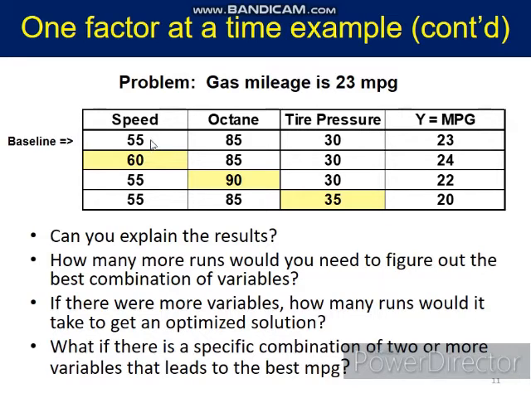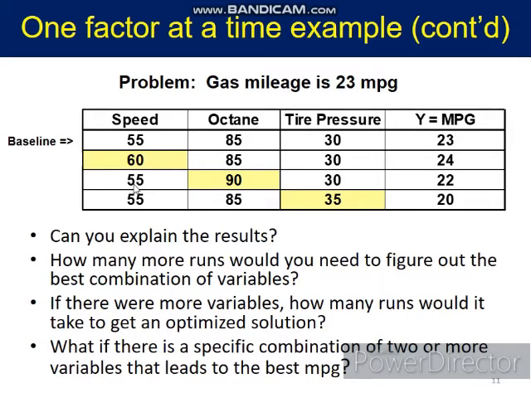So if you conduct an experiment using one factor at a time, first you change the speed from 55 to 60, right? And the rest of the settings will be the same as the baseline. So you run speed 60, octane 85, tire pressure 30, and you get your result. In this particular case, you get 24 miles per gallon. So you improve the miles per gallon by 1.